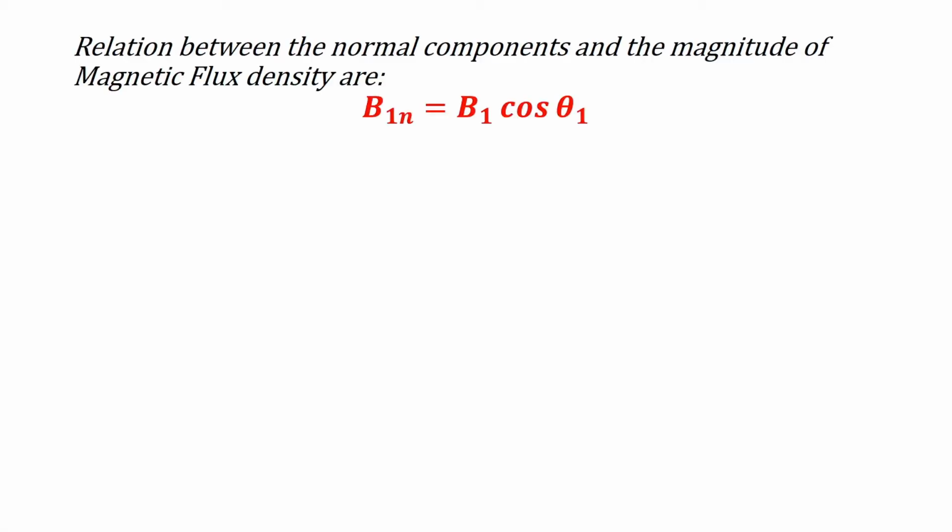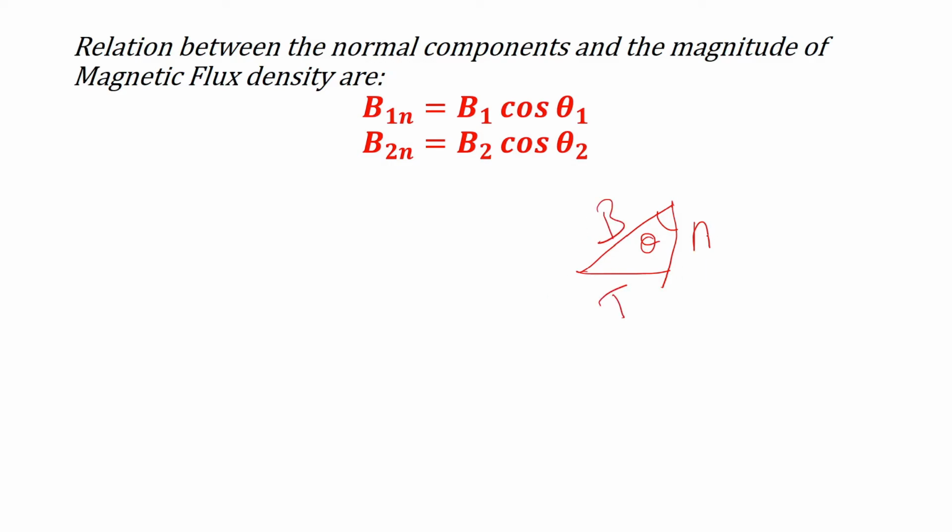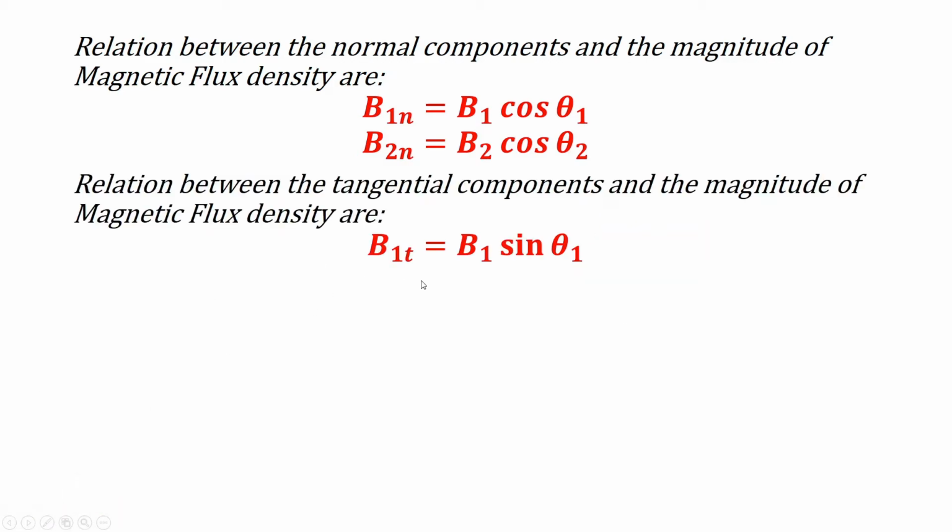Now, there is a relationship between the components. The normal component is B1 cos theta 1 and the normal component in medium 2 is B2 cos theta 2, from the right angle triangle which we have seen. Because this is theta, this is the normal component, this is the tangential component, and this is the magnetic flux density. So the normal component is always B cos theta and the tangential component is always B sin theta. From that expression, these relations follow.